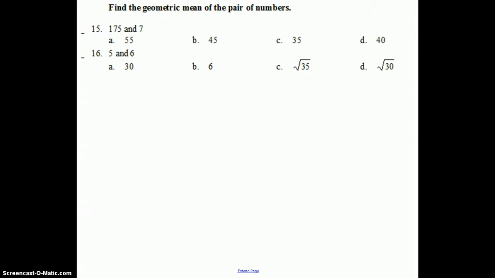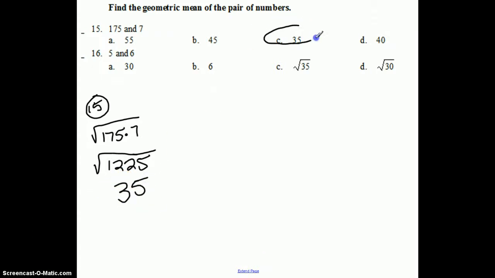Okay, let's see. On these two, to do the geometric mean on 15, the geometric mean is 175 times 7. Now, in order to deal with this, there's kind of two things you can do. If I do the square root of 175 times 7, I need to know if I get a whole number, then I know it's a perfect square. First of all, 175 times 7 is 1225. And it just so happens that 1225 is a perfect square, and it's the perfect square of 35. So that means right here, that would be that answer.